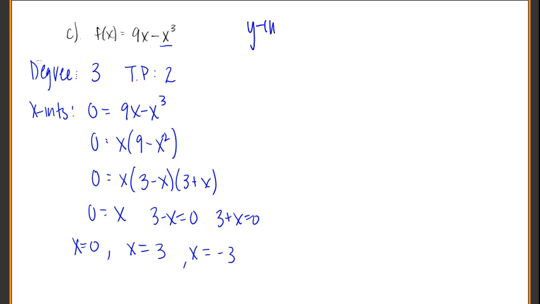Our y-intercept, we get that when we plug 0 in for x. So 9 times 0 minus 0 cubed, pretty simple. It's 0. All right.